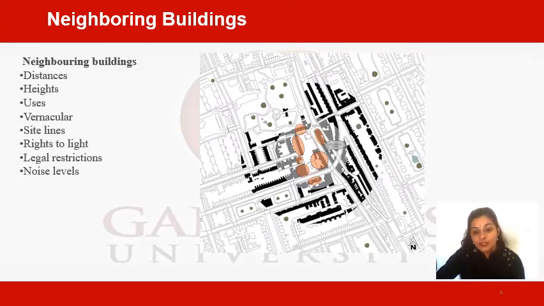Then the heights of the buildings: which height is there, and whether there is a blockage of view from the heights of the existing neighboring buildings. Uses: which type of building is there. For example, if you are designing a hospital and your site has a community hall or a wedding hall type of building adjacent to it.